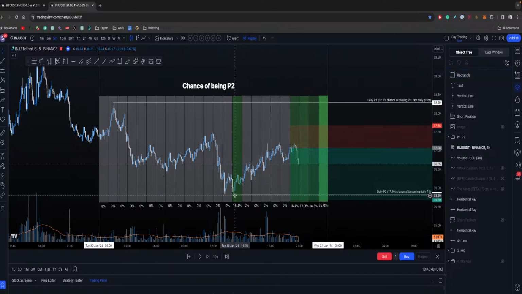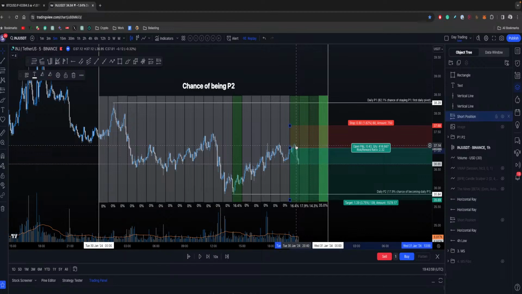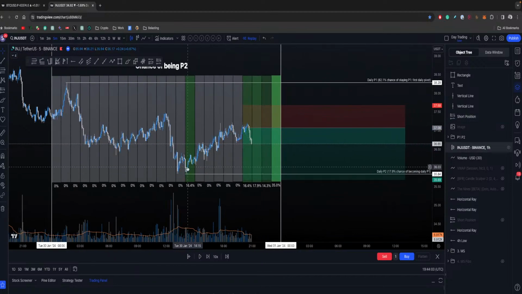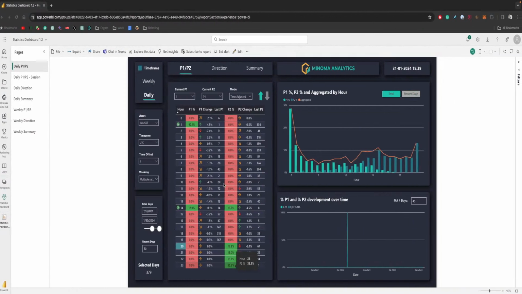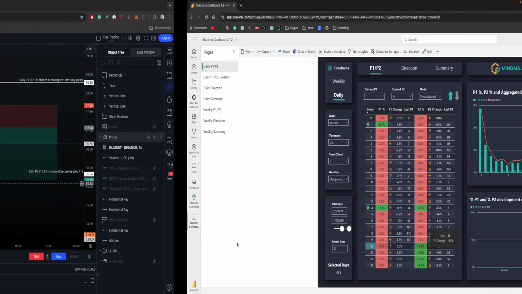Anything before the current P2 can no longer become P2, right? It's never going to be the second pivot of the day if it's not already. So this one can become P2. Right now we're in this hour of the day, so any of these can also no longer become P2. So what is left are these: this one, this one, this one, this one, this one.